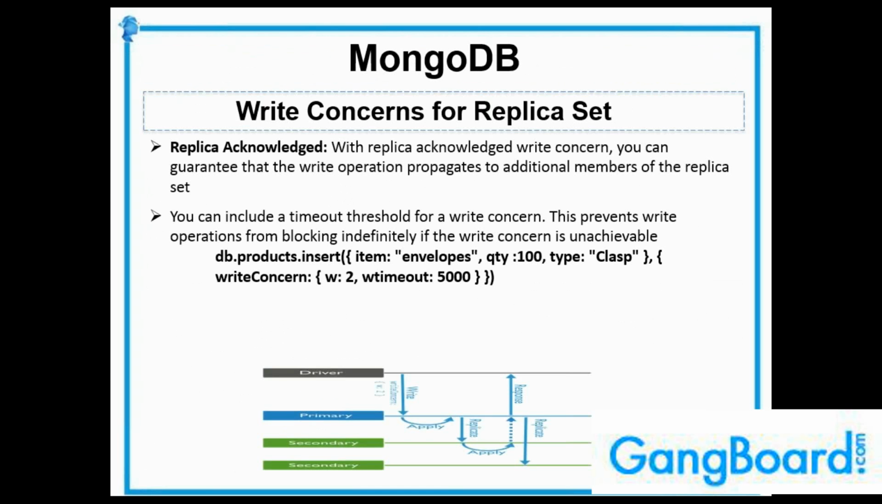Whoever the developer is writing the query should have this in mind, and should be aware of the criticality of his application. Based on that, he needs to set the write concern. But increasing the write concern will make the application slow, because it will be waiting for acknowledgement from the other nodes as well.